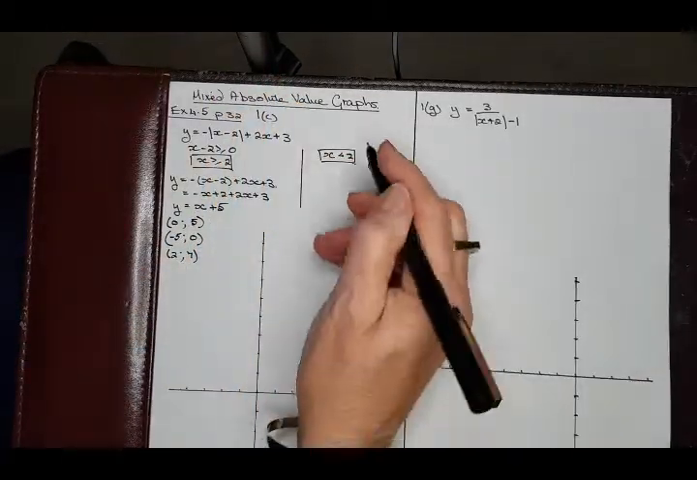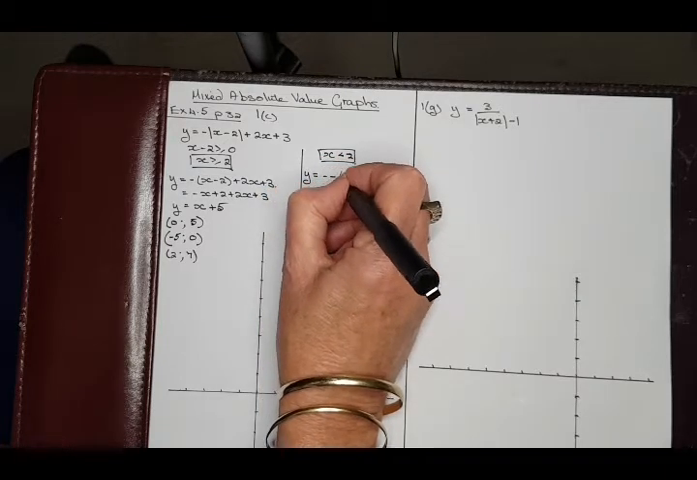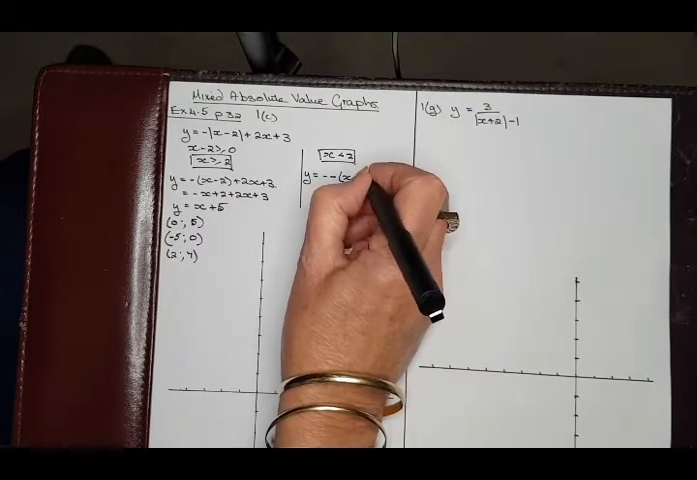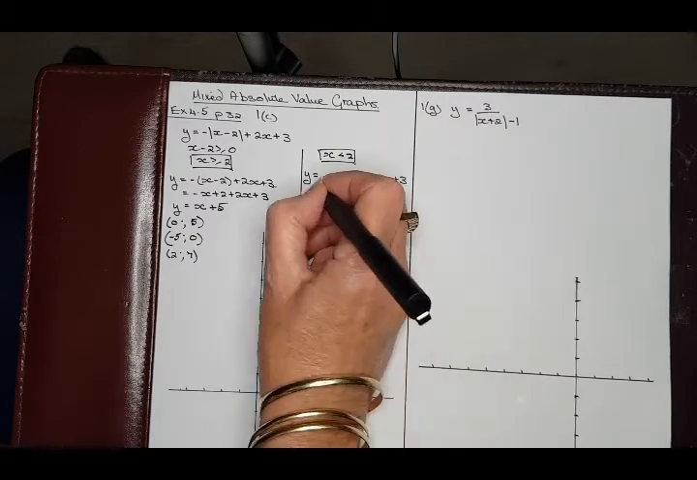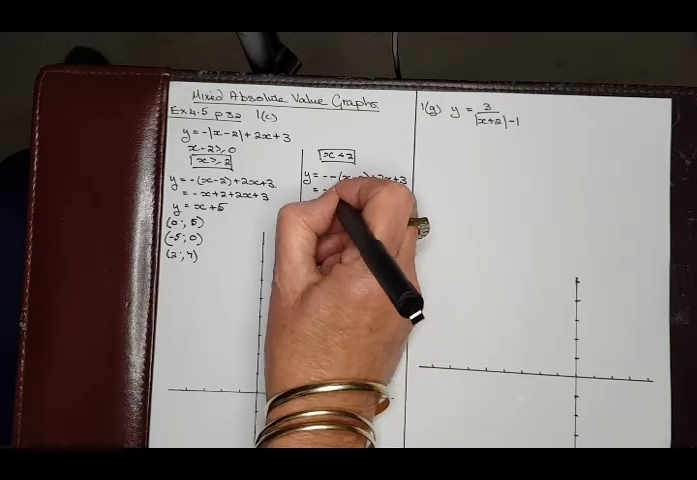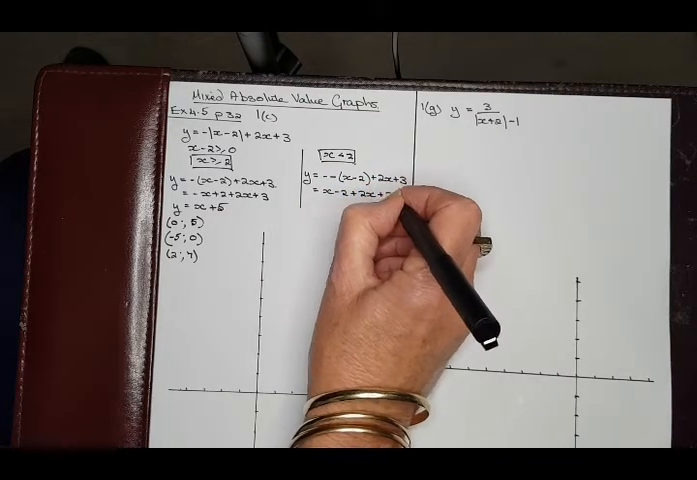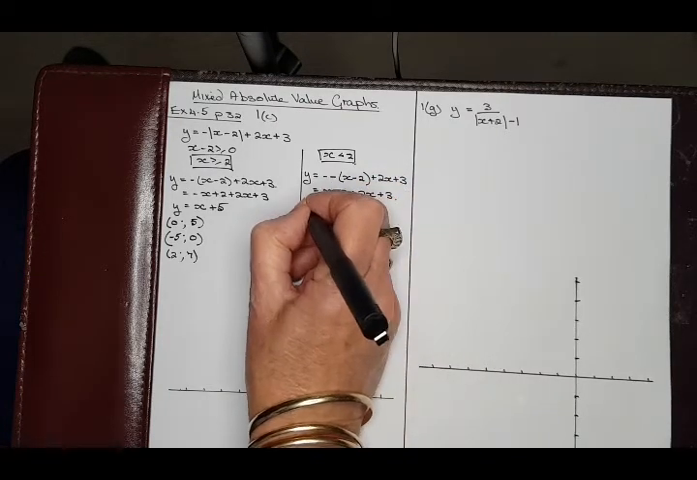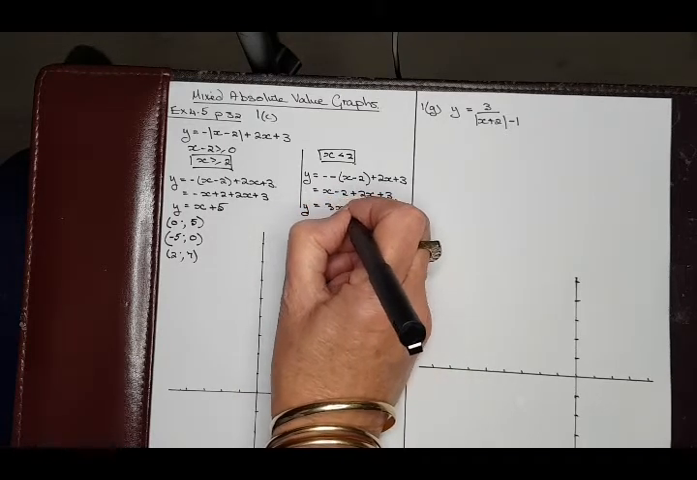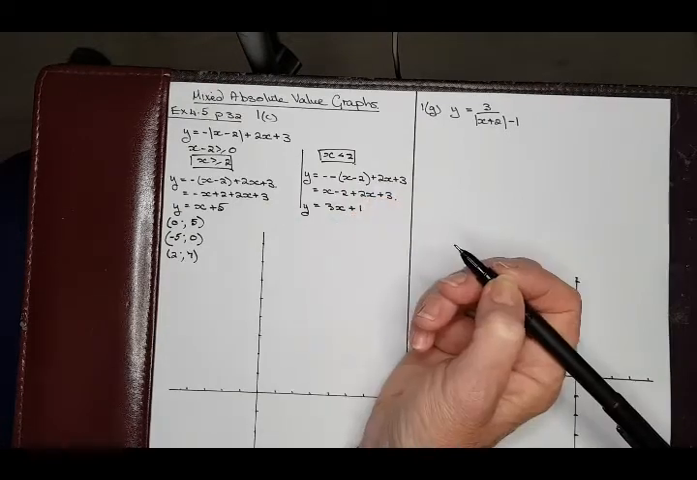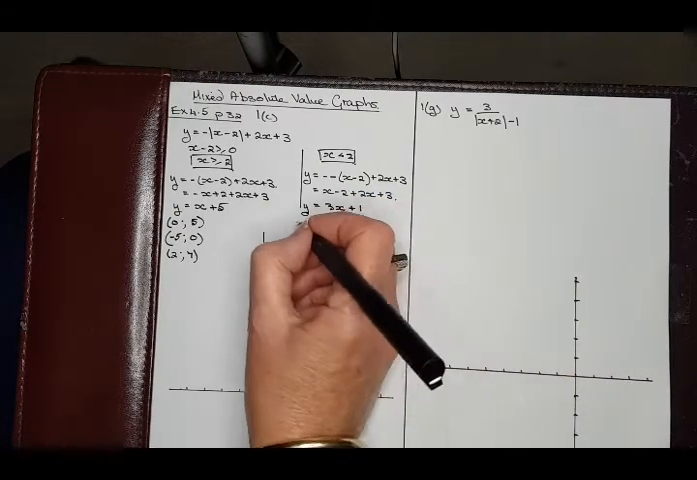On the other side over here, as I drop my absolute value, I have to put a minus in front. So this simply becomes x minus 2 plus 2x plus 3. And when I simplify, I get the straight line that says y is equal to 3x plus 1. I'm going to go through the same process. It's another straight line graph.